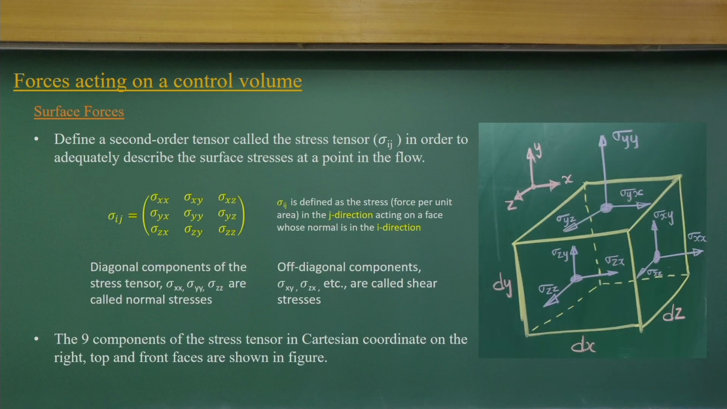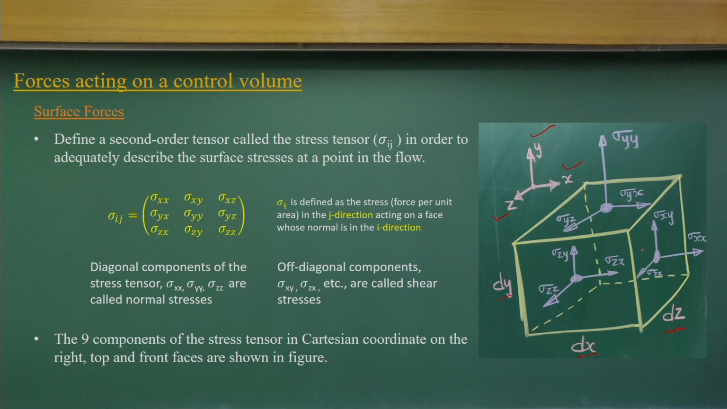Now, coming back to surface forces, for example for a tetrahedral structure like this, where you have dx, dy and dz, and your axes are the x direction, y direction and z direction, you can define the surface forces as a stress tensor. Stress means force per unit area.